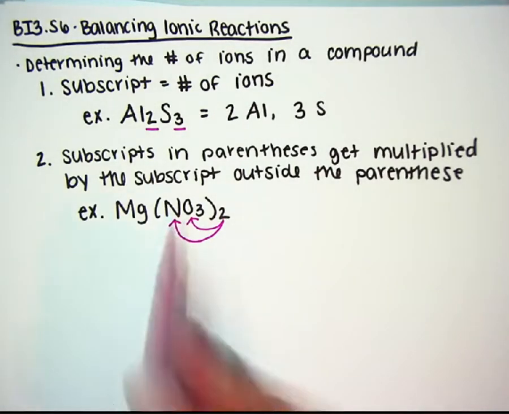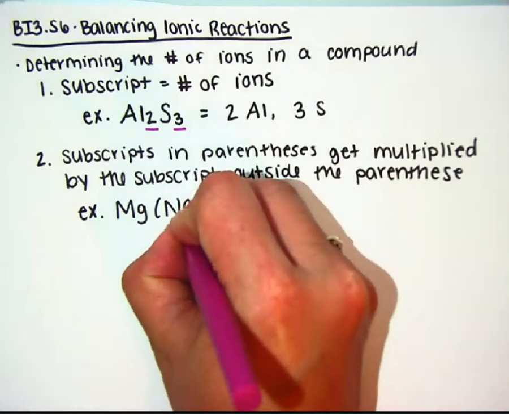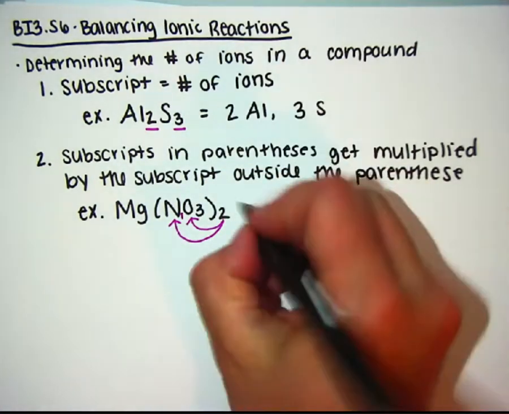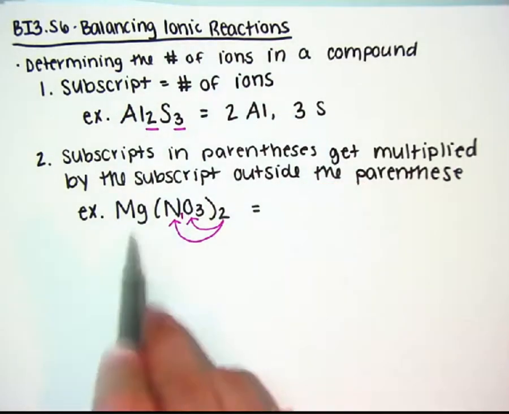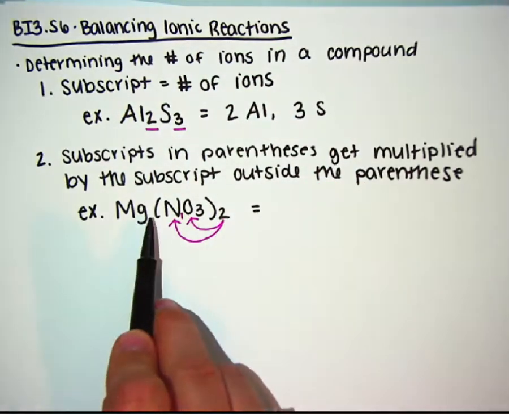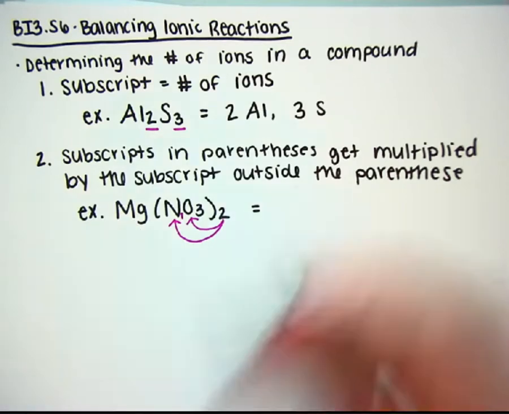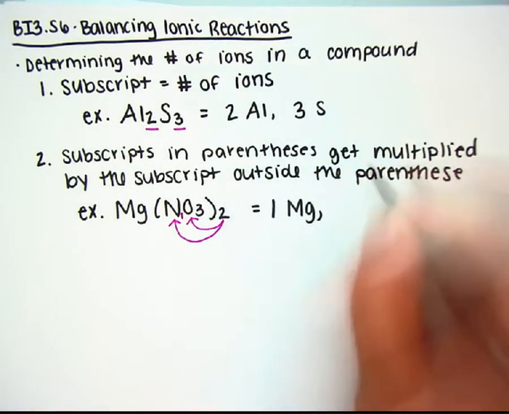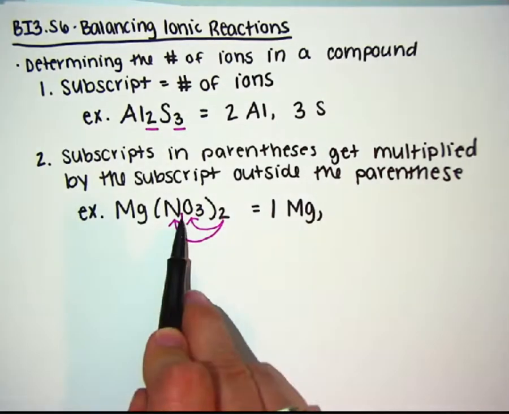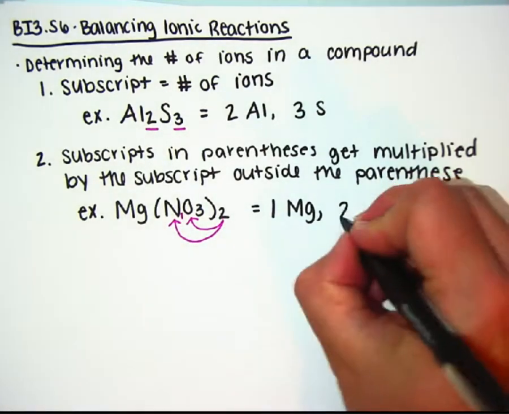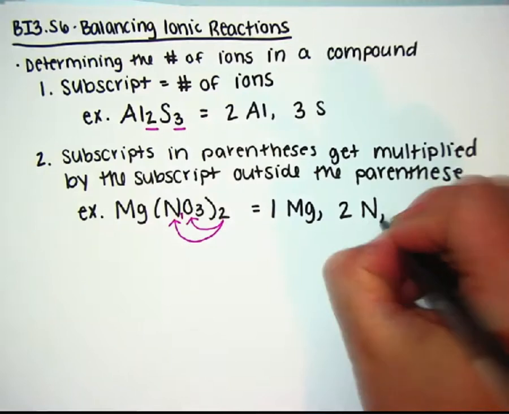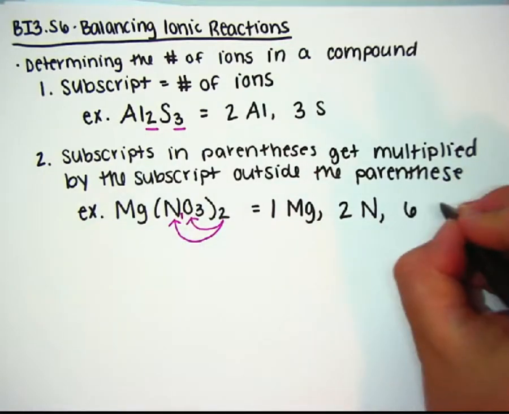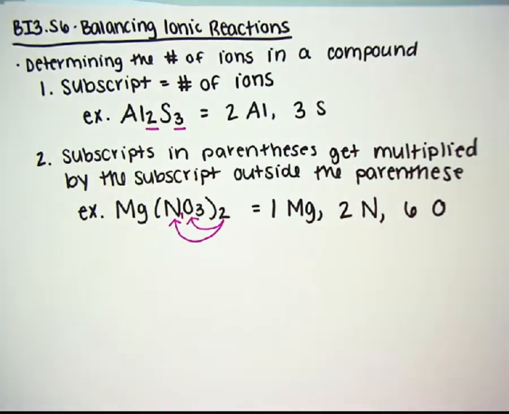Remember, if there's not a subscript, that means it is 1. So the 2 doesn't go all the way to magnesium. Magnesium doesn't have a subscript, so I just have 1 magnesium ion. 2 times 1 gives me 2 nitrogens. 2 times 3 gives me 6 oxygens.